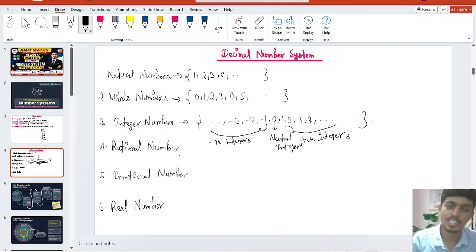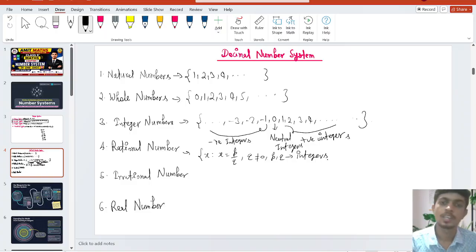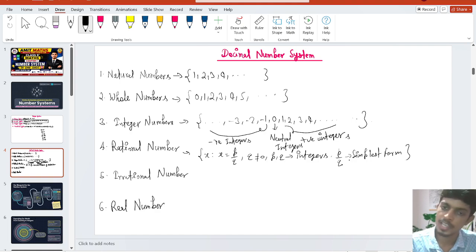What is a rational number? Any number which can be expressed in the form p by q, where the denominator q is not equal to 0 and p and q are integers. Also, p by q should be in simplest form. Simplest form means that their HCF is equal to 1.